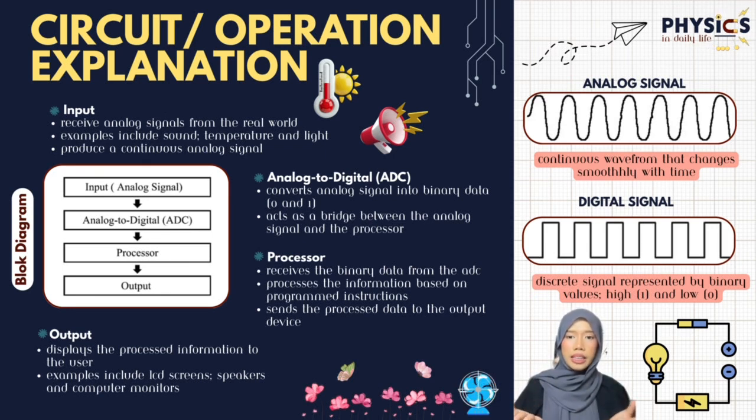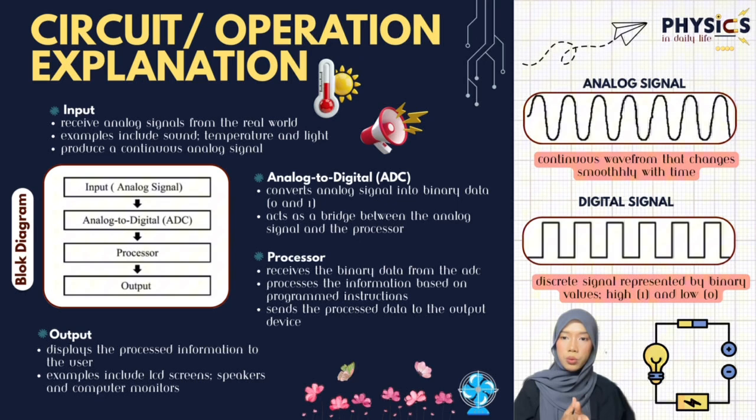We can think of the ADC as a translator because it converts the real world analog information into a language that a digital system can understand. After that, the digital data is transferred to the processor. The processor analyzes and processes the binary data based on the programmer's instruction before preparing the final result. So finally, the processor's information is sent to the output device such as an LCD screen, speaker or computer monitor where the user can view or hear the final output.